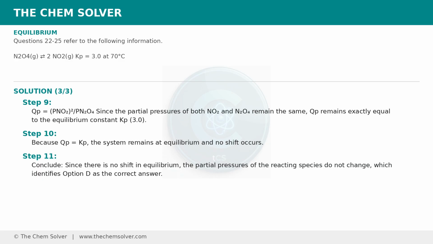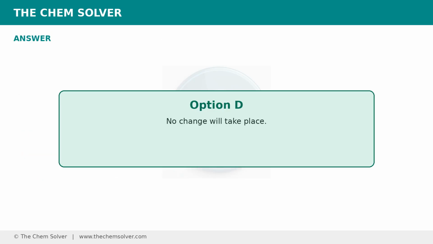Conclude: since there is no shift in equilibrium, the partial pressures of the reacting species do not change, which identifies option D as the correct answer. The correct answer is option D. No change will take place.